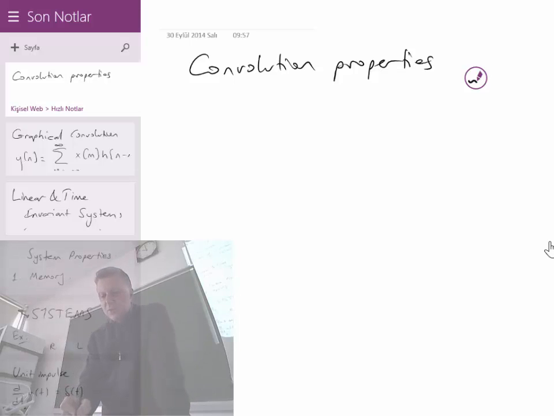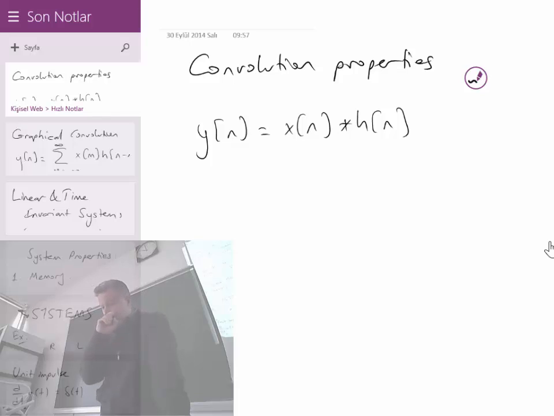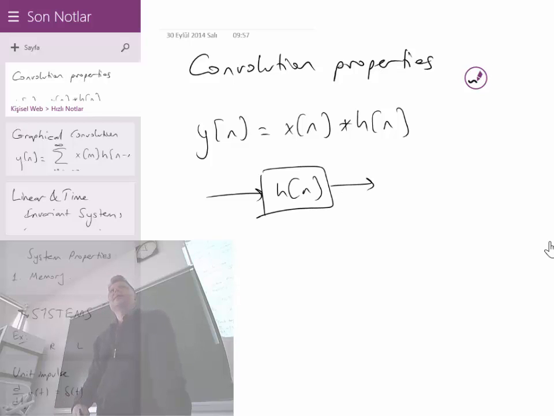Convolution operation was like this, if you remember. Let's say y of n is equal to x of n convolution h of n, and that corresponds to an LTI system. Previously I was writing s inside the system to indicate a system, but now I'm putting an h of n, which is already providing you with the information that it is an LTI system and it has an impulse response h of n, which must be given to you. And this is the input-output relation from x of n to y of n.